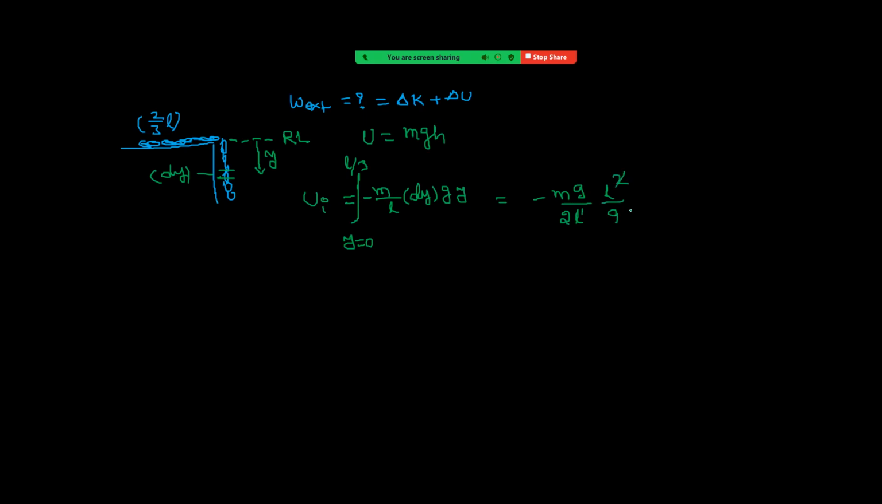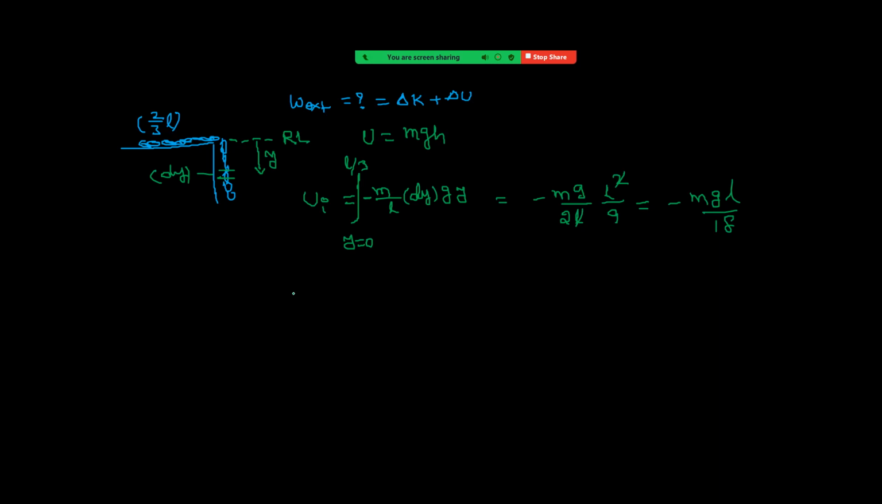And l gets cancelled. This is now minus mgl by 18. Okay, that is the gravitational potential energy of the chain when it was hanging. Now we're bringing this onto the table, that means now the entire chain is on the table. Therefore, potential energy will be 0.